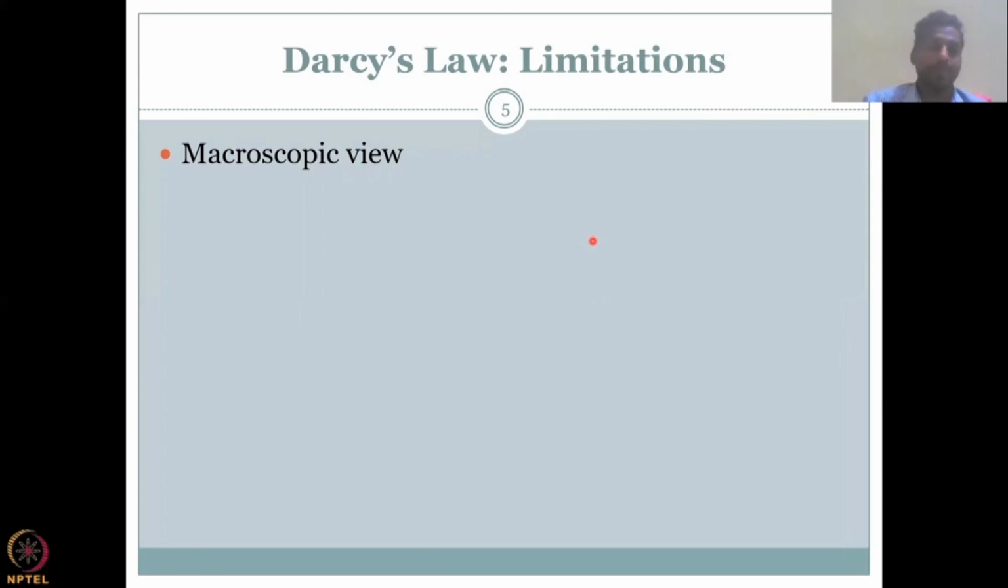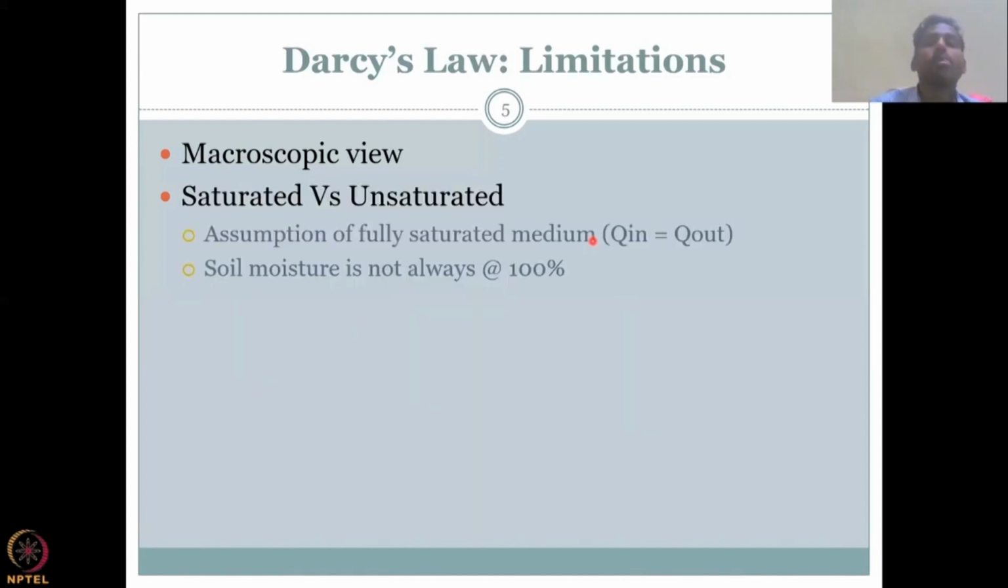So what are the limitations in Darcy's law? It is a macroscopic view. In real life scenarios, it is troublesome because groundwater flow occurs at the microscopic level as well as at the macroscopic level. So the macroscopic assumptions made for Darcy's law are a limitation.